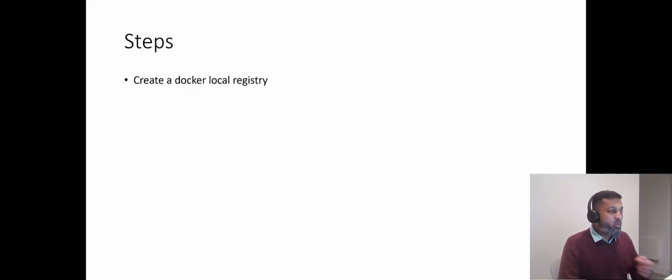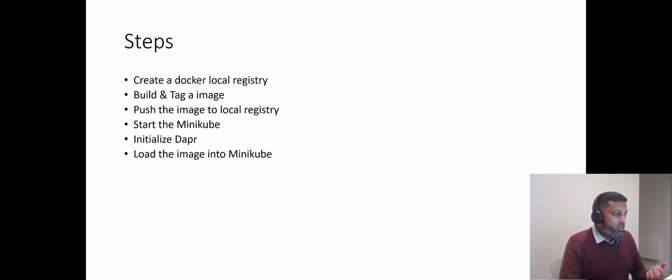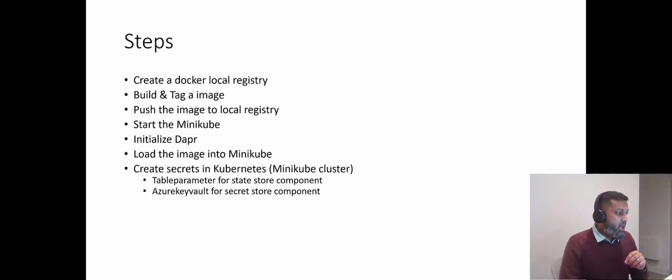To begin with, I'm going to create a Docker local registry. This is under development, so I'm going to put my image in my local registry: build, tag, and then push the image to the local registry. Then we start the Minikube and initialize Dapr into the Minikube, not into the local host. And then we load the image. That's just a PowerShell application that is available in my Docker local registry. And then I create two secrets. One is for the state store component and the other one is for the secret store component.